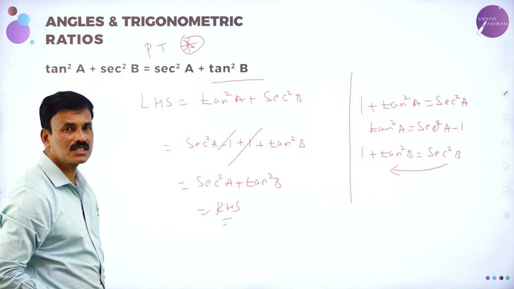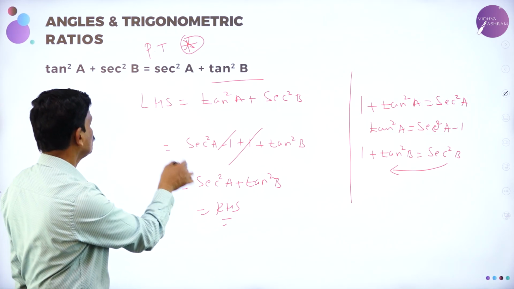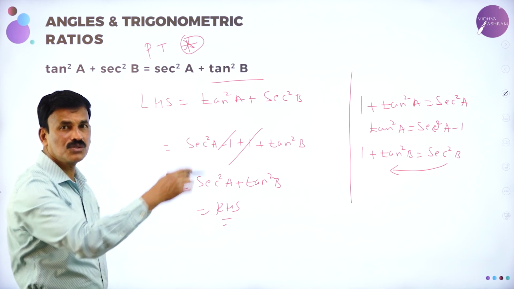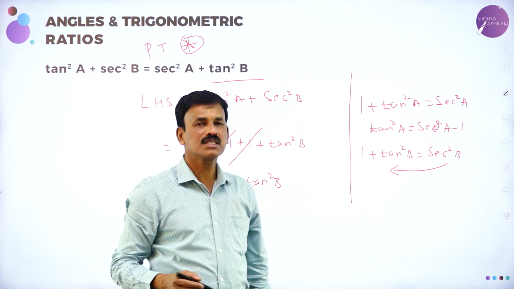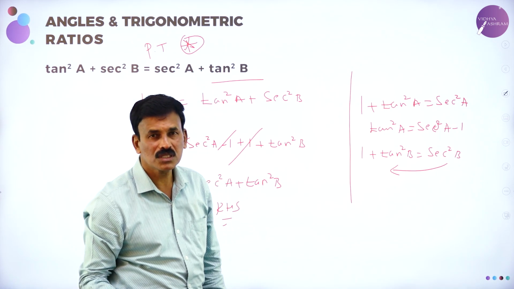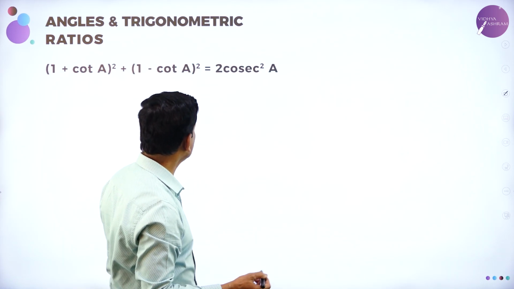Secant square A plus tan square B. Just convert tan into secant and secant into tan using the identities. 1 plus tan square A is equal to secant square A. 1 plus tan square B is equal to secant square B. That's it. Move on to the next problem.